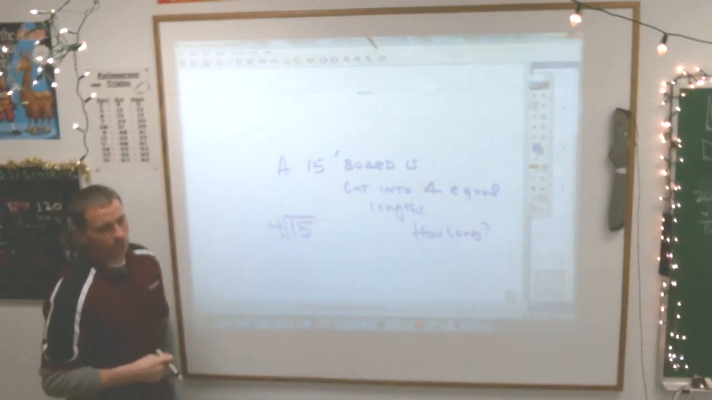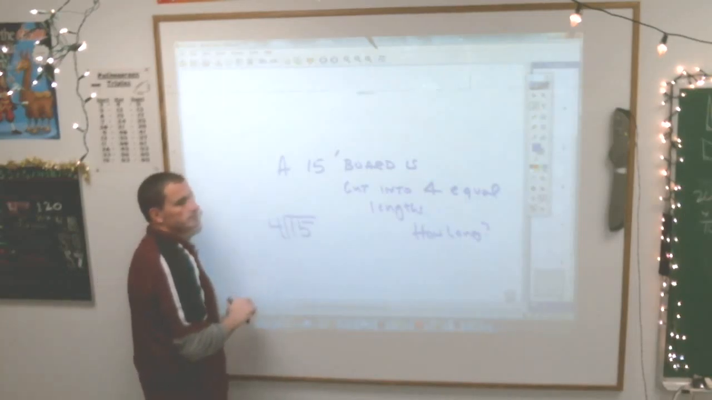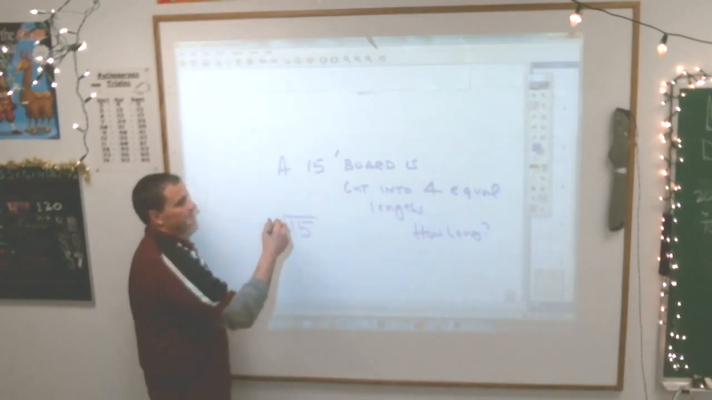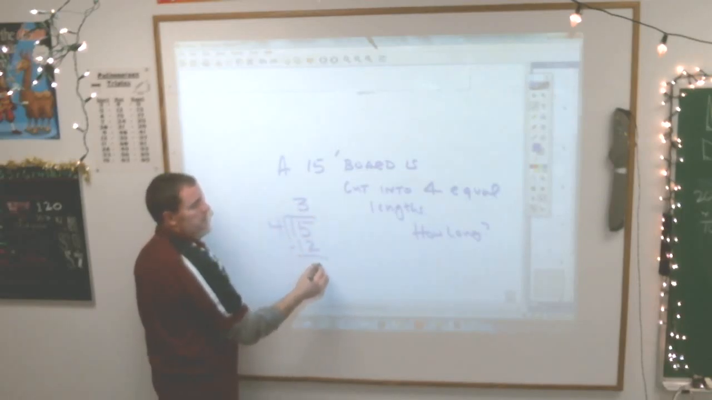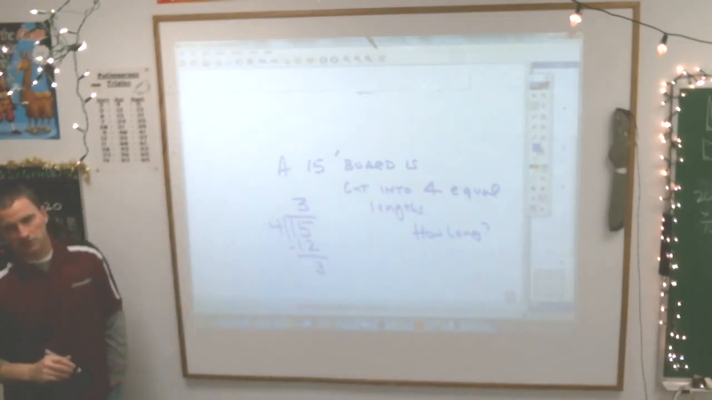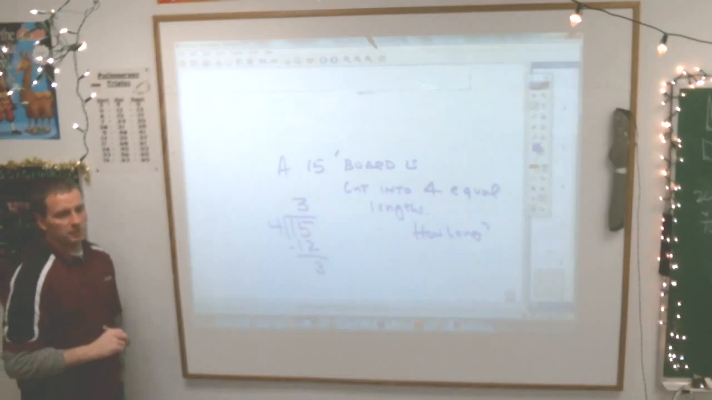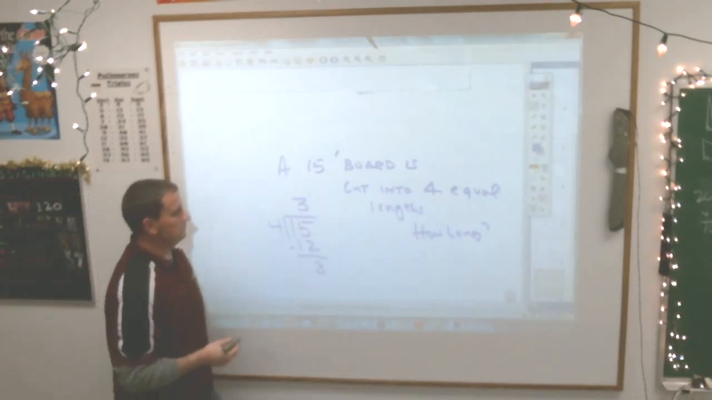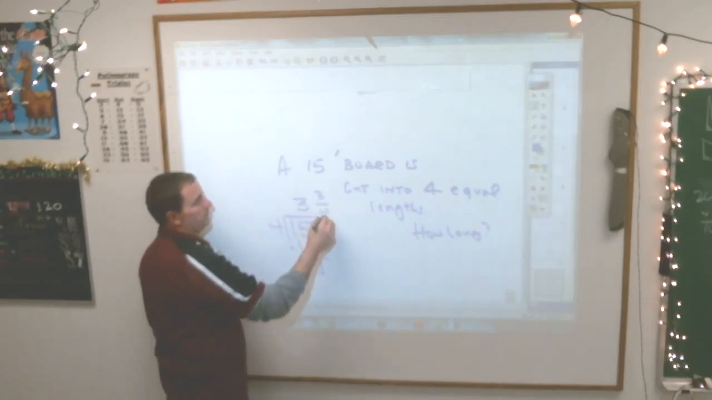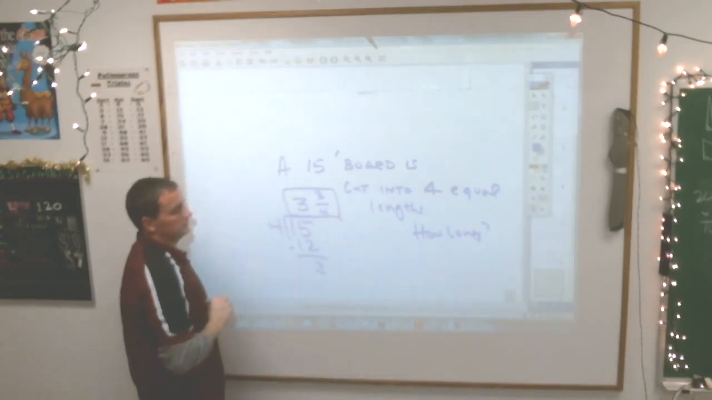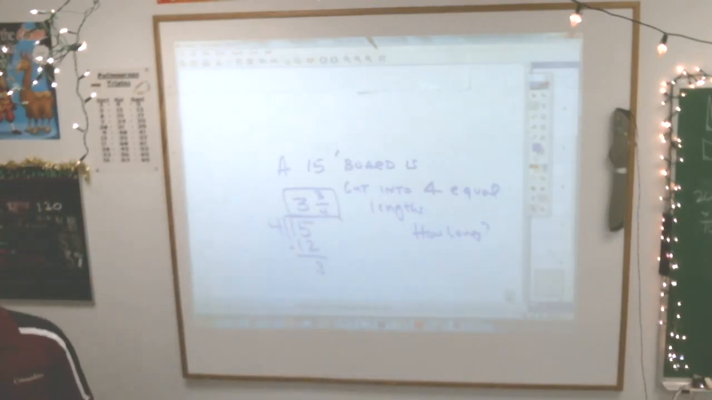What am I left with? How many times does 4 go into 15? 8? 4 times 8 is 32. Okay. 2 times? 4 times 2 is 8, so it's a little small. 3. 4 times 3 is 12. You do your subtracting. And again, I'm not going to leave it as a remainder of 3. I'm going to make that into a fraction, which is 3/4. 3 and 3/4 of a foot.